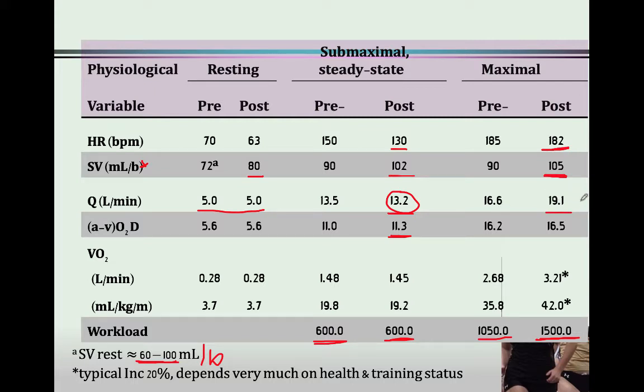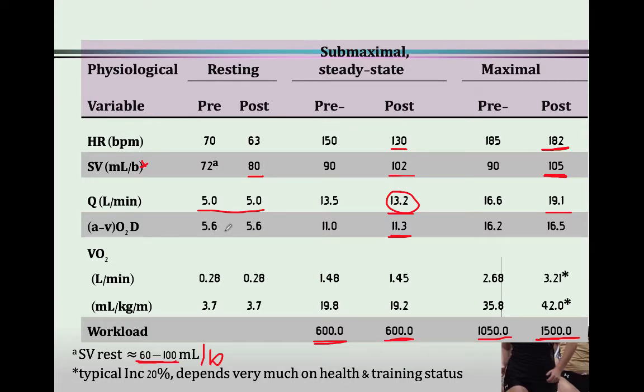Qmax has gone up. Again, this isn't a real large value. We see endurance athletes who are up close to 30 liters per minute. So 19.1 is good, but it's not way, way up there. Here's our AVO2 difference. And so again, this is the amount of oxygen that's been extracted from the blood as it moves through the systemic capillary.